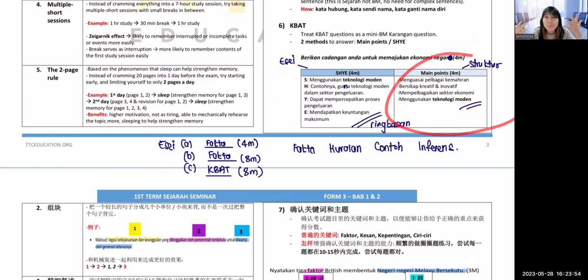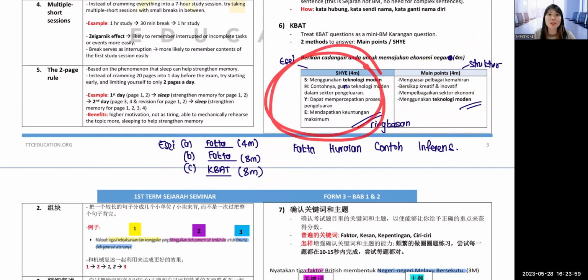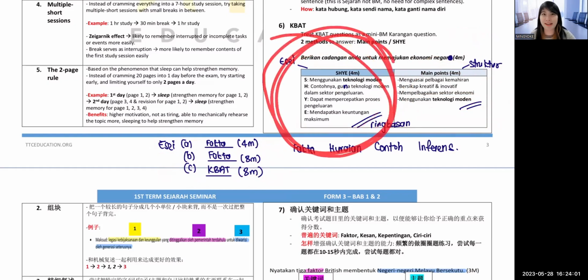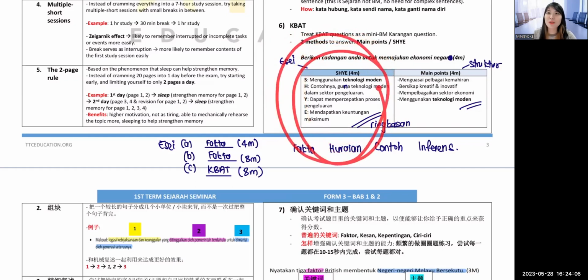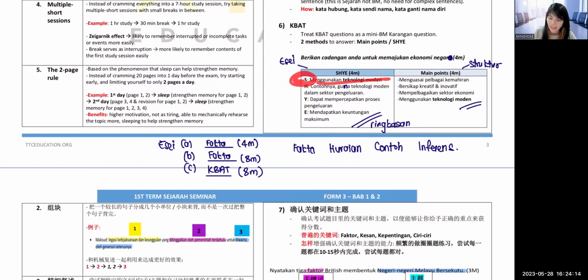You want to put 8 points, so how? The best way is you write shishi. You know, shishi. Okay, to be honest, what do you mean by shishi? This shishi is not normal shishi, you know. This one is talking about the main point plus how, why, and effect. What's the effect? Kesan. Or you can use fakta, huraian, contoh, inference.